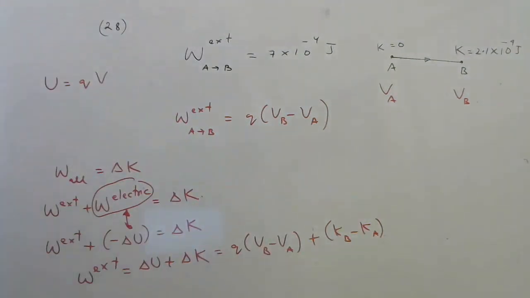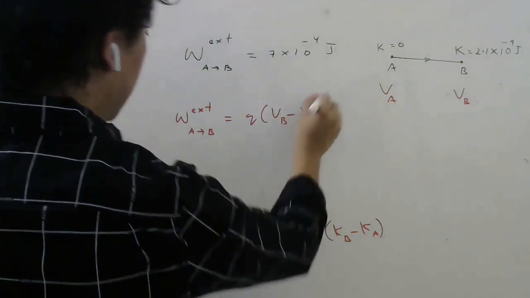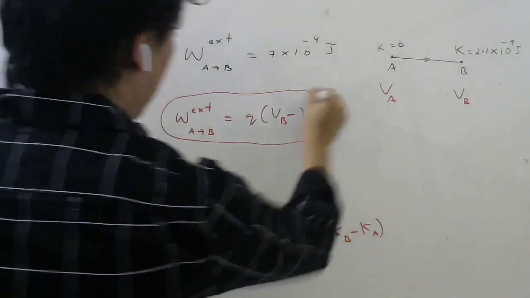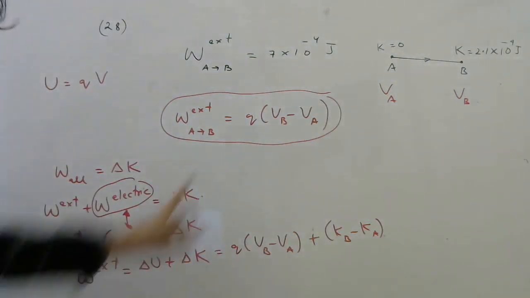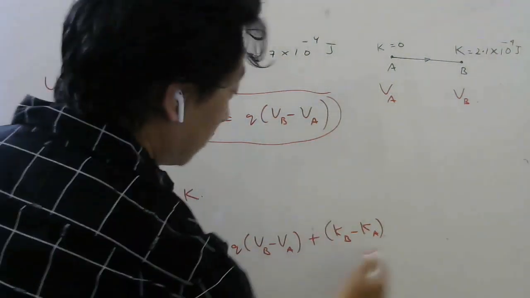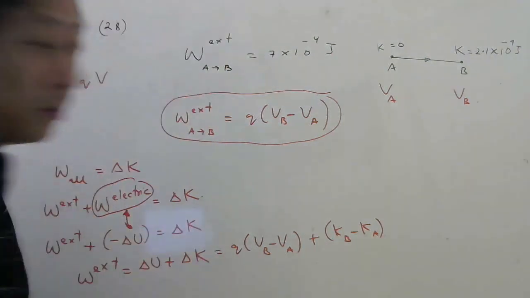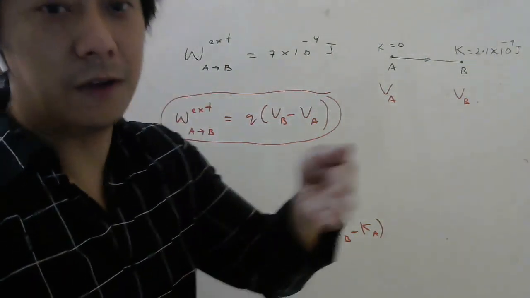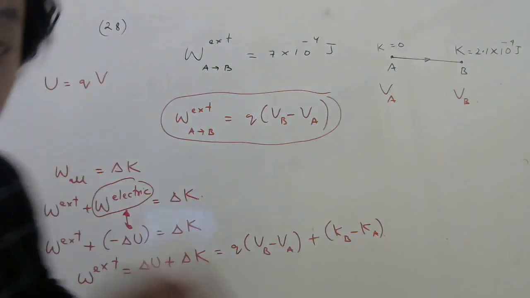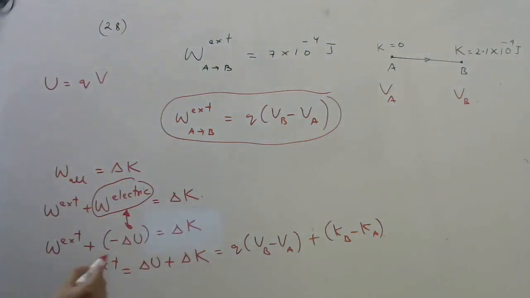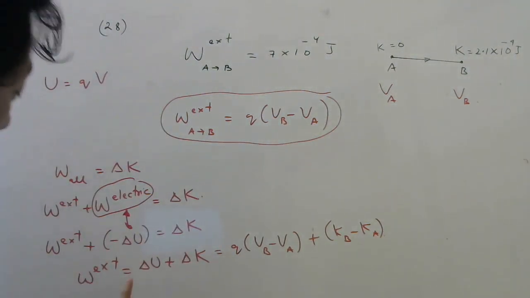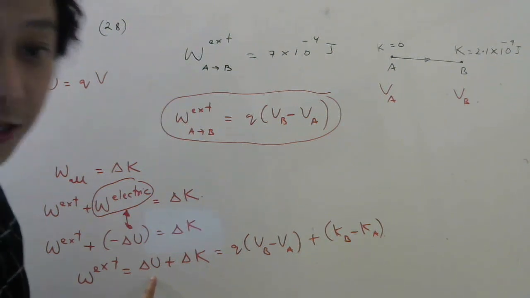Okay, students. So basically, what I'm saying is this is only true. See, when will this equation become this equation? If this is zero. When will this be zero? If these two are equal. That is, if you move the charge slowly without any acceleration, then the work done by the external force will be equal to the change in potential energy only.